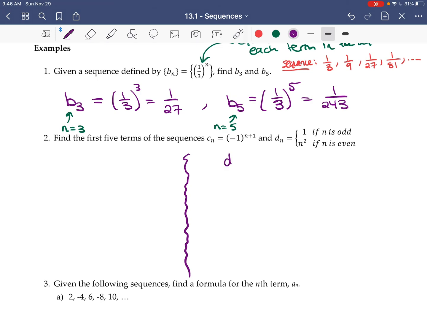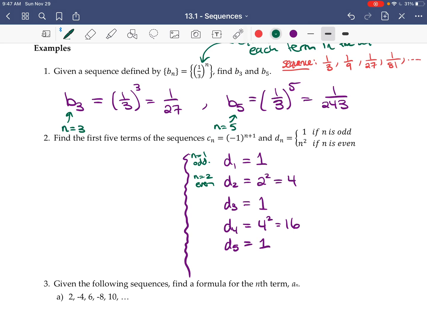Okay, so d1. So n equals 1, so it's odd. If n is odd, then my term in the sequence is the number 1. For d2, n is 2, so that's an even number. When it's an even number, we use n squared, so that's going to be 2 squared or 4. For d3, n is odd, so it's the number 1. For d4, n is even, so it's going to be 4 squared or 16. And d5 is odd, so this is a 1. Okay, odd, even, odd. And then our sequence would be 1, 4, 1, 16, 1, etc. The pattern continues.